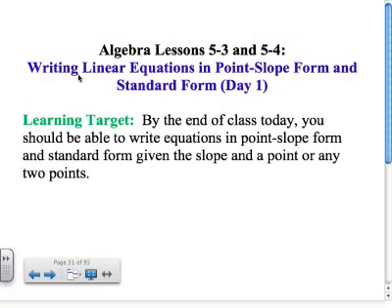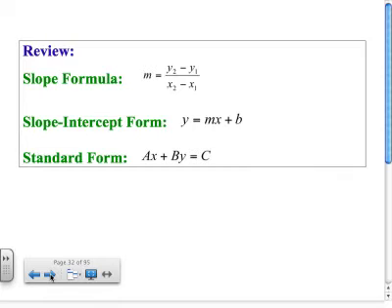As we transition here into sections 3 and 4, recall sections 1 and 2, we began writing linear equations in slope-intercept form. And in sections 3 and 4, we're going to continue writing linear equations, except now we're going to focus primarily on point-slope form and standard form. Okay, so same idea, writing equations of lines, but we're going to write it in different forms.